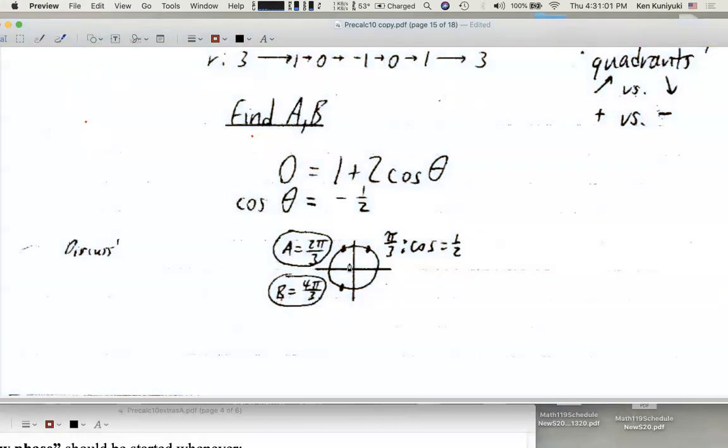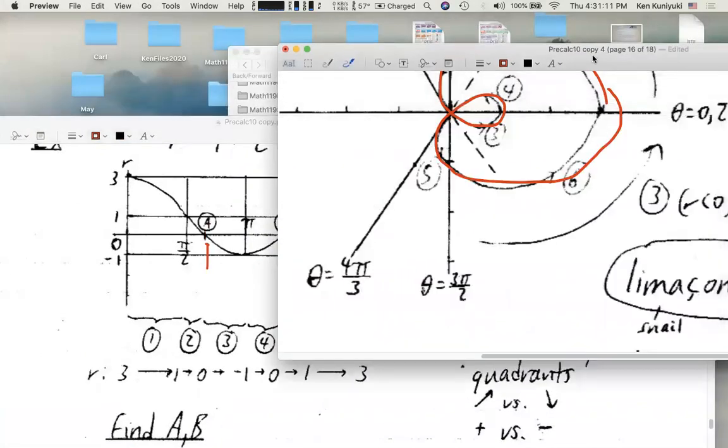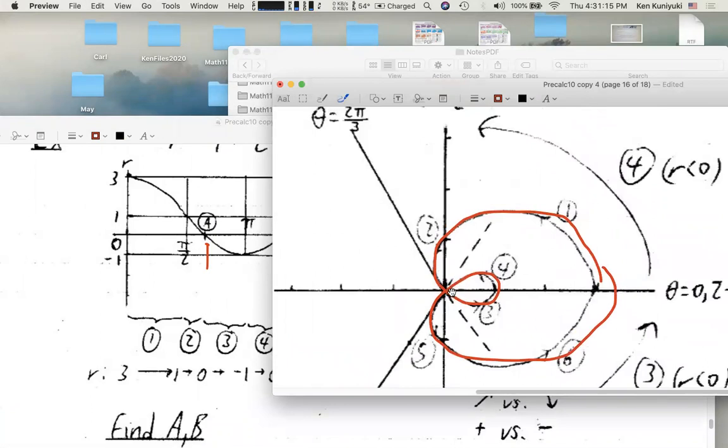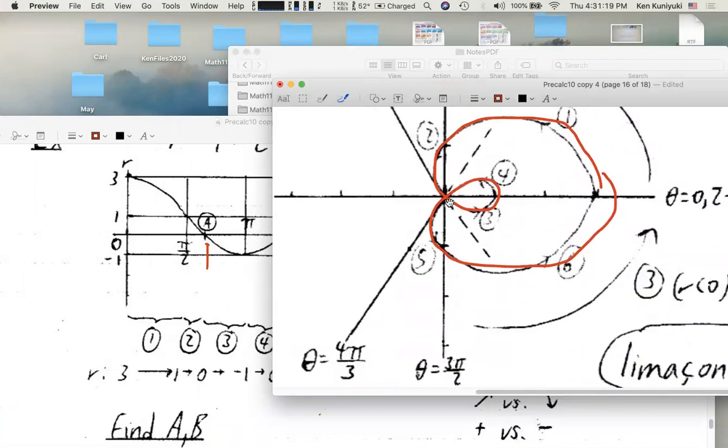At 2 pi over 3 and at 4 pi over 3. A is 2 pi over 3, B is 4 pi over 3. That tells us where the curve hits the pole. At theta equals 2 pi over 3, we hit the pole. At theta equals 4 pi over 3, we hit the pole. That determines where we start and end the inner loop.